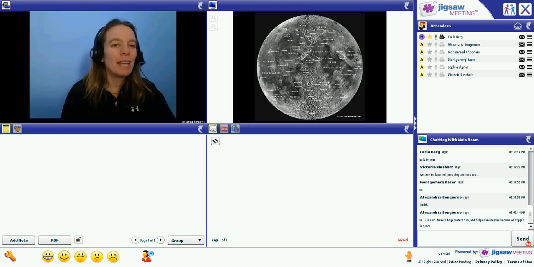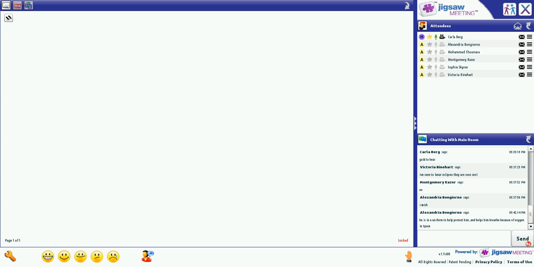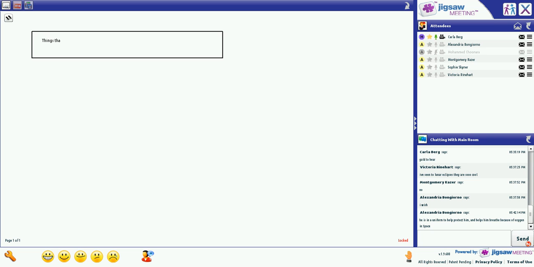Now, we are going to look at our whiteboard. I'm going to unlock your whiteboard. Now, I want you to come up with a list of things that humans need to bring to the moon with them. So what are some things that humans need to bring to the moon? Now, when you are typing, remember you can use the pencil or you can use the typing. Montgomery, go ahead.